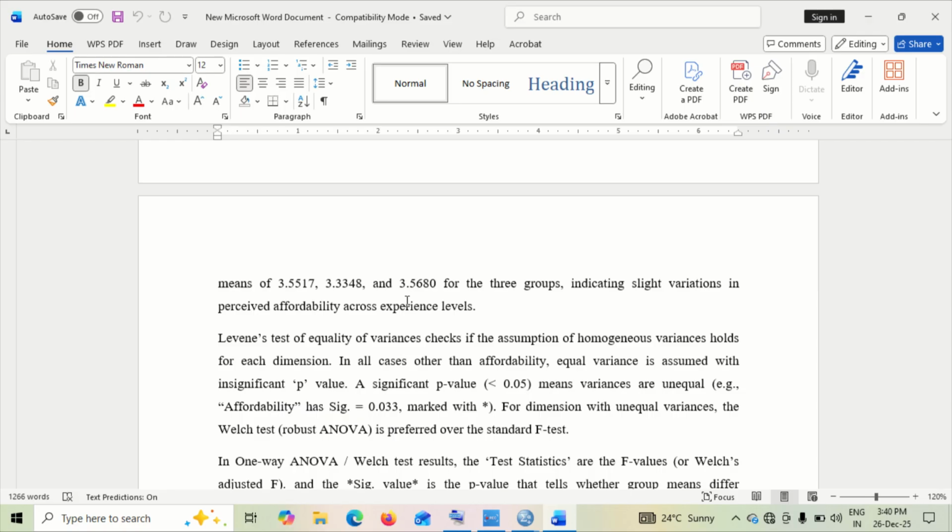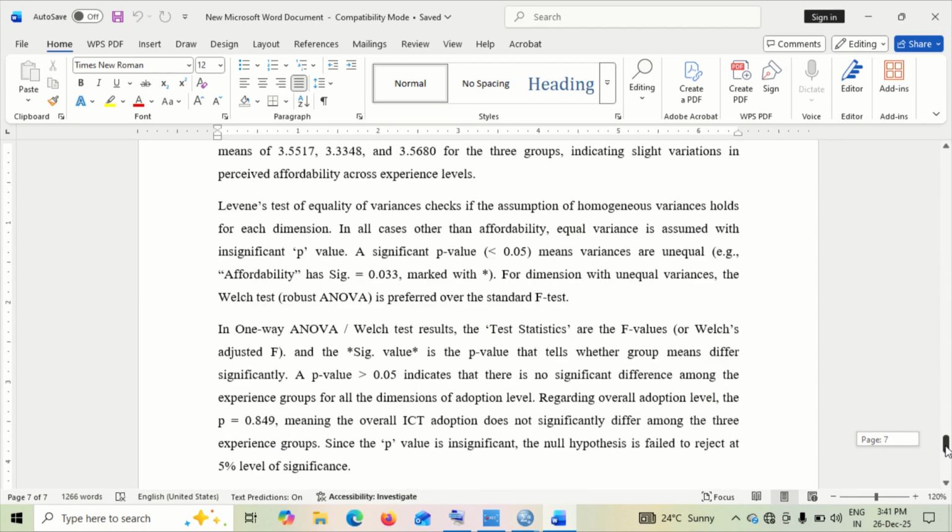Levene's test of equality of variance checks if the assumption of homogeneity of variance holds for each dimension. In all cases other than affordability, equal variance is assumed with an insignificant p-value. A significant p-value, that is less than 0.05, means variances are unequal. For example, for affordability, the significance value is 0.033, marked with a single star. For the dimension of unequal variance, the Welch test, a robust ANOVA, is preferred over the standard F test.